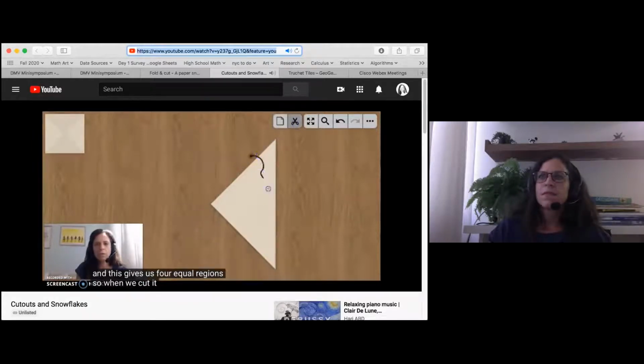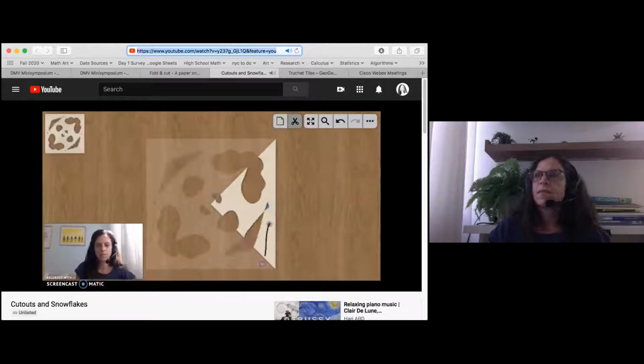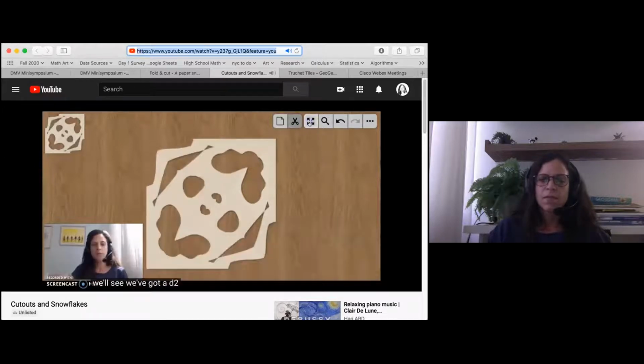So when we cut it up, we'll see we've got a D2. So 4 equal regions gives us 2 lines of symmetry. You see this has both of the diagonals and 180-degree rotation, as well as the identity rotation.